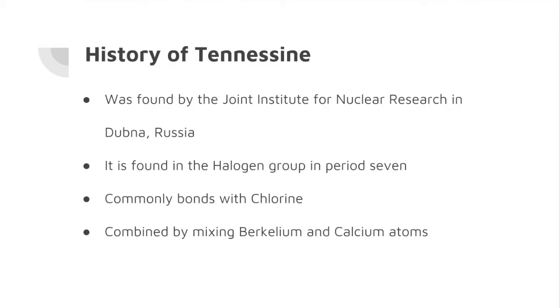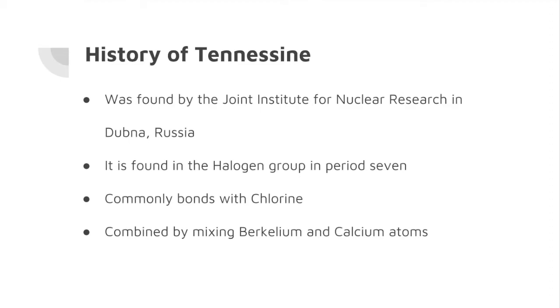It was found in the Joint Institute for Nuclear Research in Dubna, Russia, as America and Russia had teamed up together to make it. It was found in the halogen group in period 7, as it is a nonmetal. It commonly bonds with chlorine, which is one of the very few things that it commonly bonds with. And it is made by mixing berkelium and calcium atoms in the heavy ion accelerator or the Large Hadron Collider.